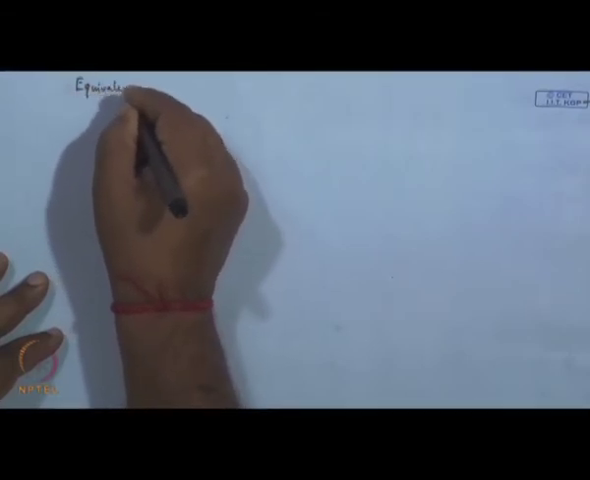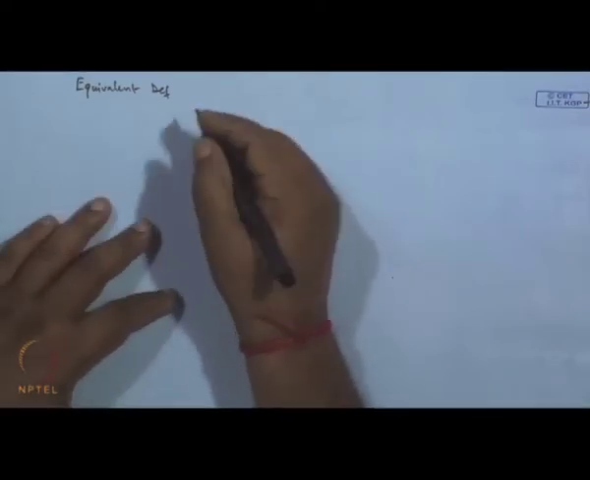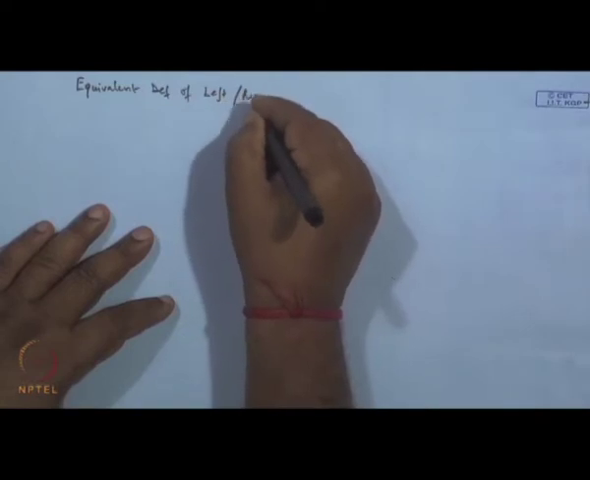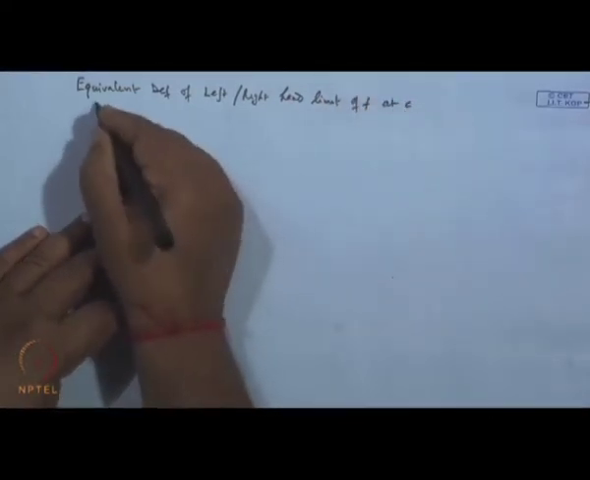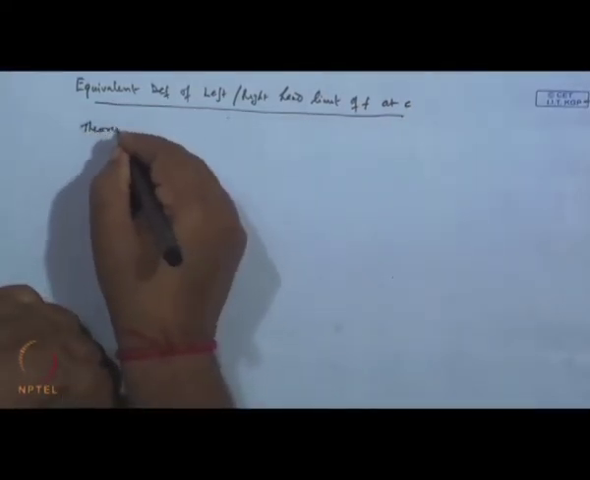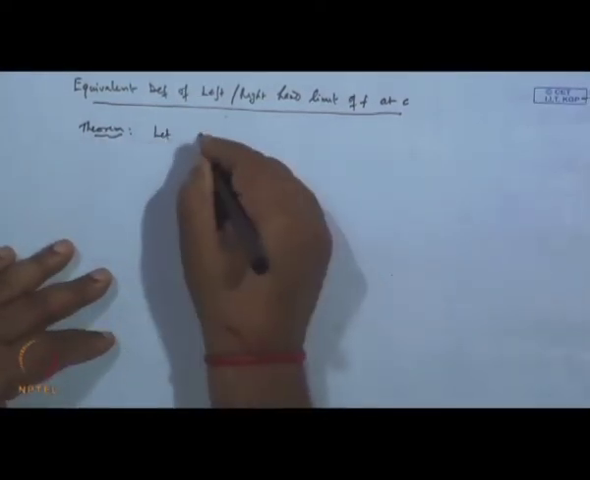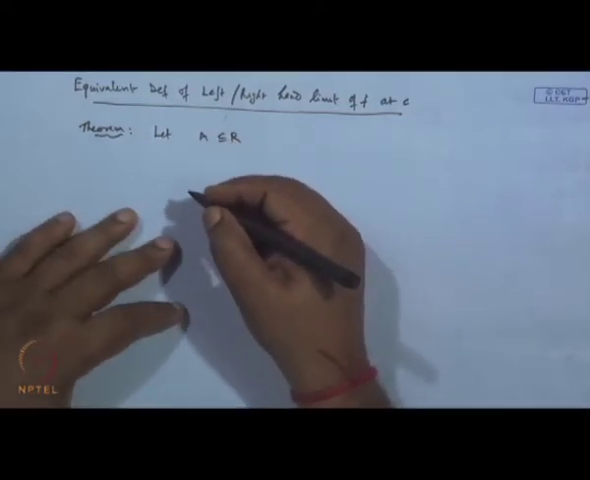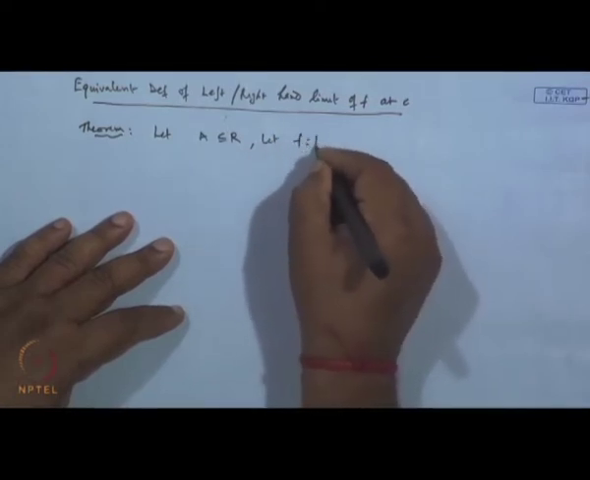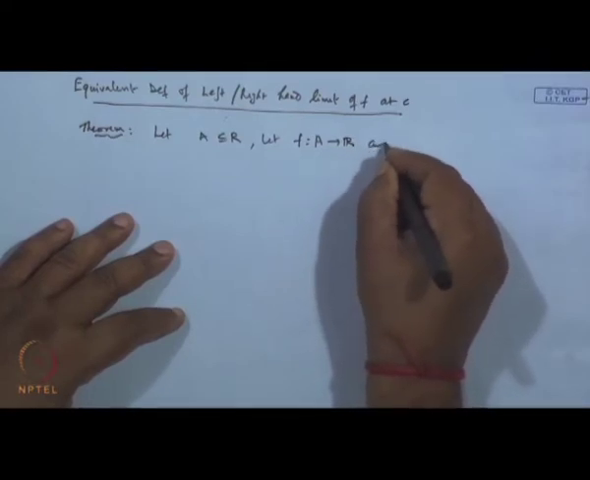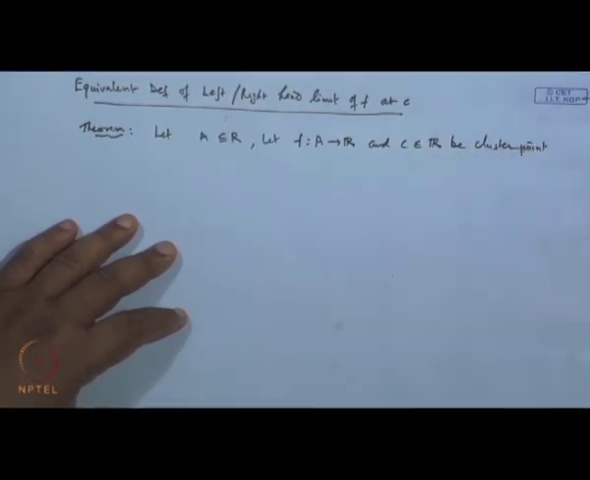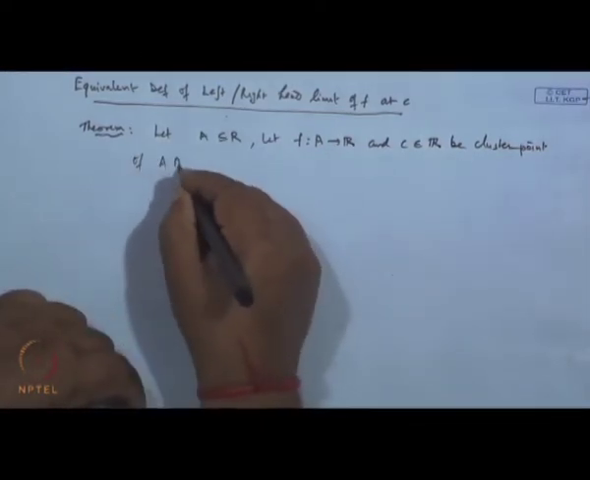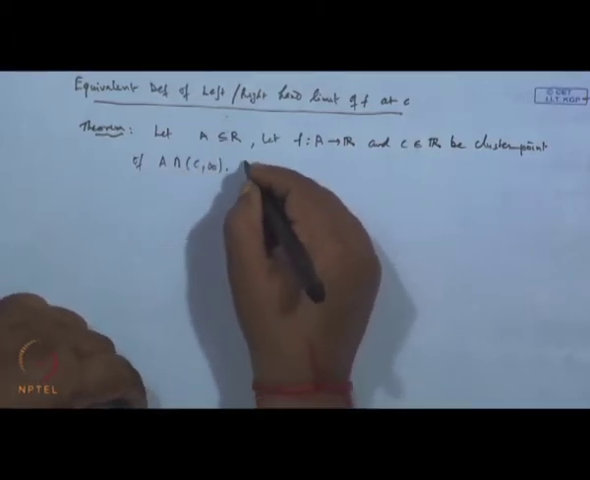Now the equivalent definition in terms of sequences. Equivalent definition of the left and right hand limit of the function f(x) at c. This is in the form of a theorem. Let A be a subset of R, and let f be a mapping from A to R, and let c be an element of R, a cluster point of A intersection (c, infinity). Then the following statements are equivalent.